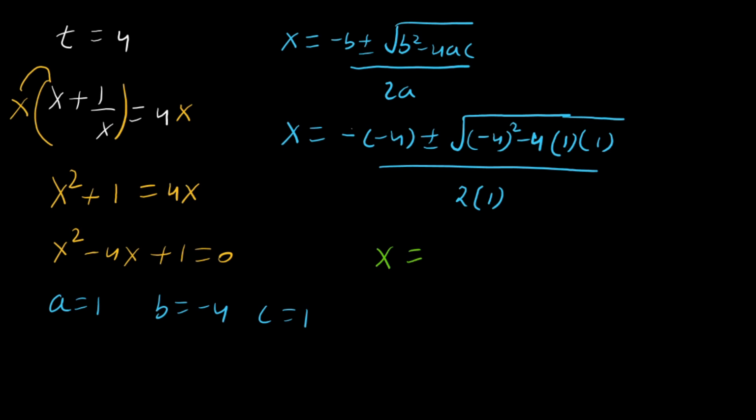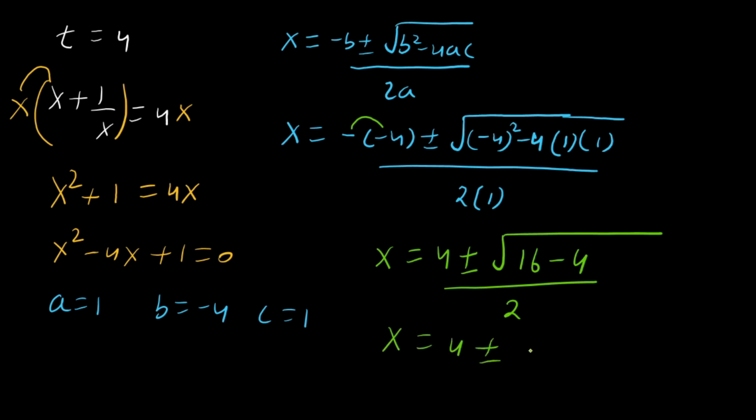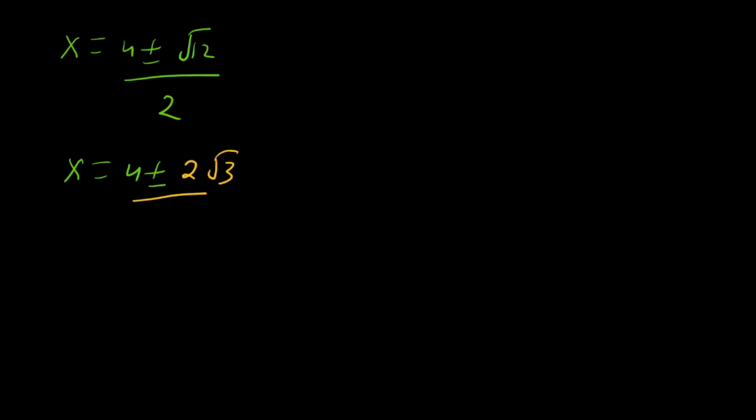x is equal to minus multiplied by minus 4 gives 4, plus minus square root of minus 4 square is 16, minus 4 multiplied by 1 gives 4, and this 4 multiplied by 1 gives 4, so 16 minus 4, divided by 2. Then x is equal to 4 plus minus square root of 12 divided by 2. Then x is equal to 4 plus minus, this square root of 12 is the same as 2 times square root of 3, divided by 2.